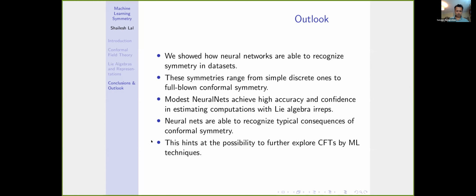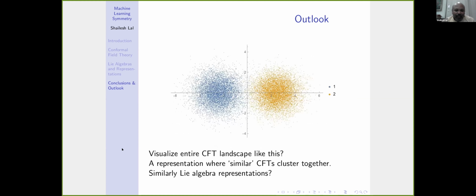The grand dream is essentially inspired by the success of machine learning in looking at the landscape problem in string theory. With the numerical bootstrap being available to us, there's a possibility that you could have a cornucopia of data about CFTs that you could look at, and then you could ask, given this cornucopia, what can you machine learn about CFTs? And the really amazing thing would be if you could visualize the entire CFT landscape, essentially a representation where, quote unquote, similar CFTs are clustered together.